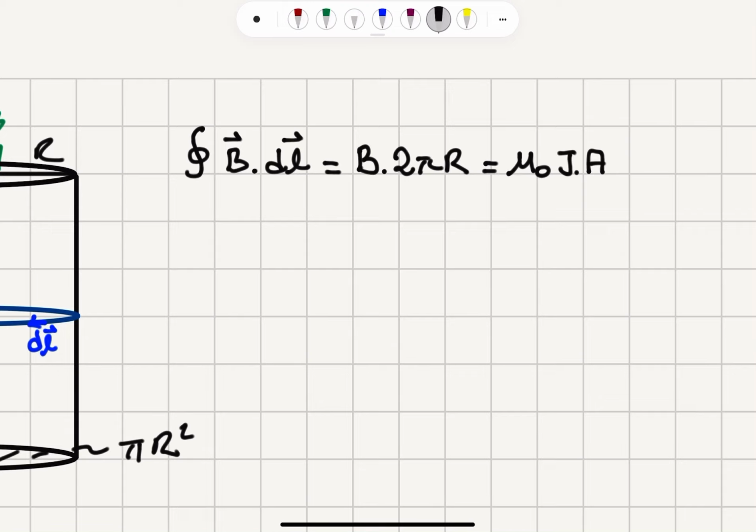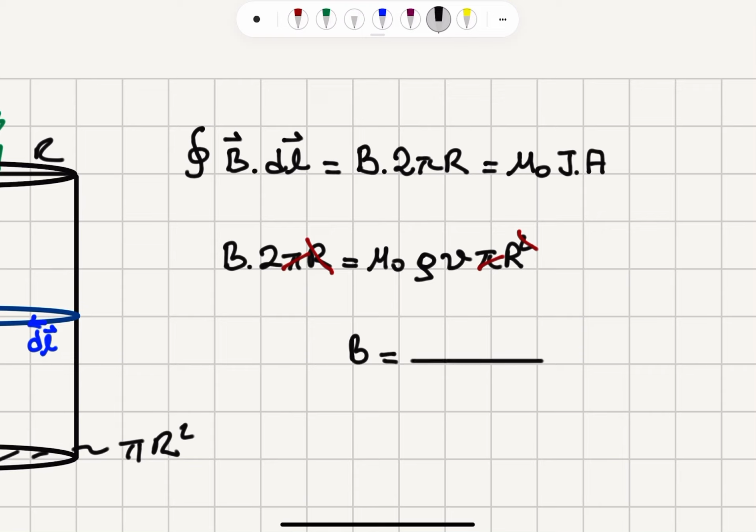So I find that this is B times 2 pi capital R, which is equal to mu 0. The current density is rho V, and I have pi capital R square for the area. So pi's will cancel. This R will get rid of this R, and I will find the magnitude of the magnetic field to be mu 0 rho V R divided by 2.